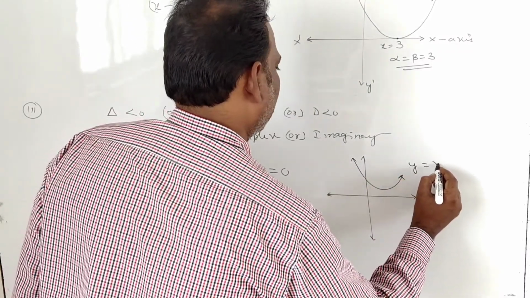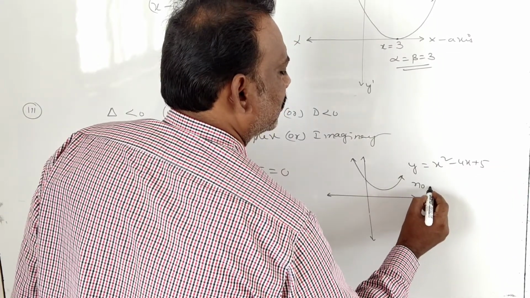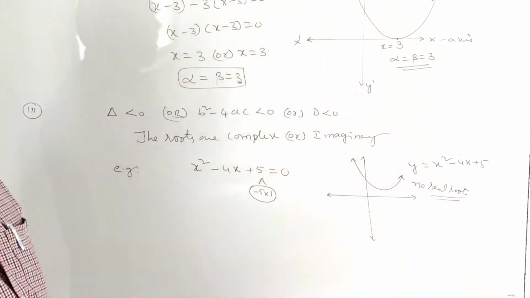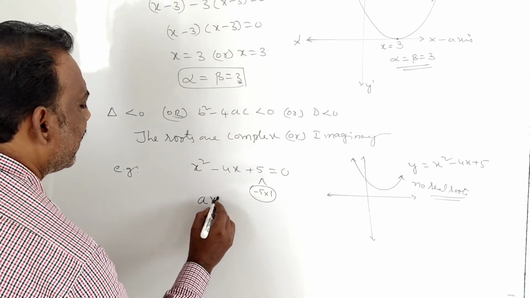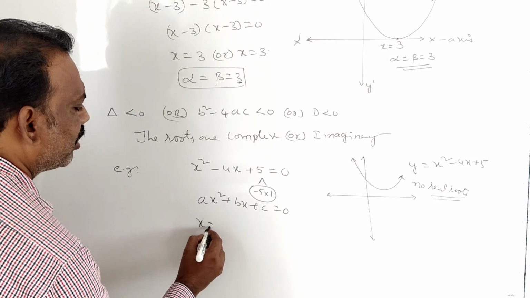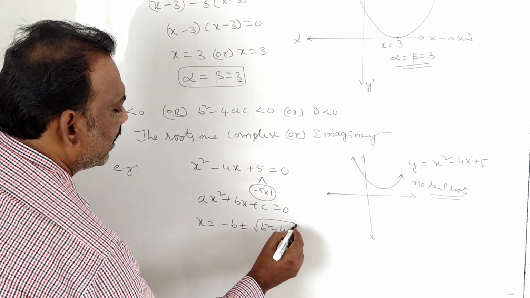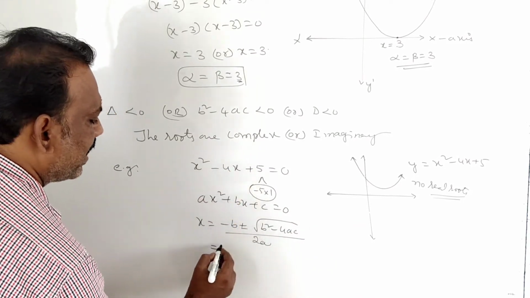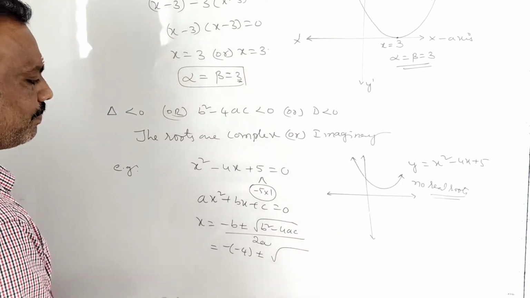So y is equal to x square minus 4x plus 5 has no real roots. So the roots are imaginary or complex. Sir, for such kind of problem, how do we calculate the roots? Very simple. You have to equate ax square plus bx plus c is equal to 0. Then you can apply the formula: x is equal to minus b plus or minus square root of b square minus 4ac upon 2a. Now minus b value is minus of minus 4.